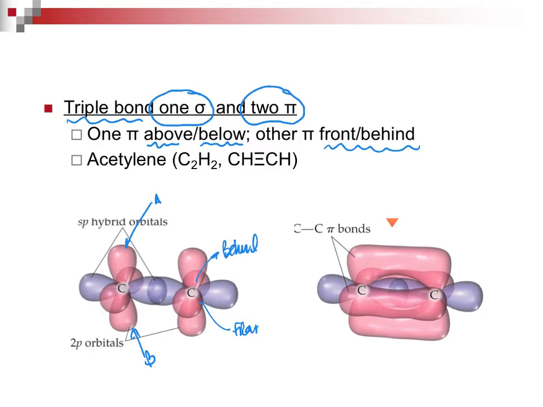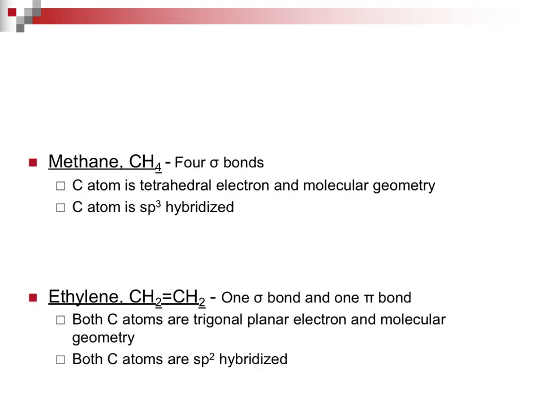Again, take some time to look at it. If I let these orbitals come together, like let's just say this one, what it's going to look like is this overlap. So you have electron density above and below the internuclear axis. You have electron density in front of and behind the internuclear axis.